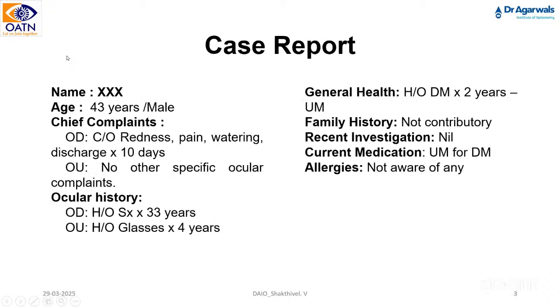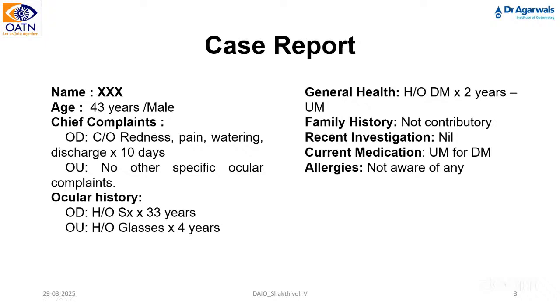So about the patient, a 43-year-old male came with the chief complaints of redness, pain, watering, and discharge since 10 days in the right eye, and no other specific complaints in both eyes. Ocular history of surgery 33 years ago in the right eye and history of glasses in both eyes. His general health revealed that he has diabetes mellitus for 2 years and is under medication.